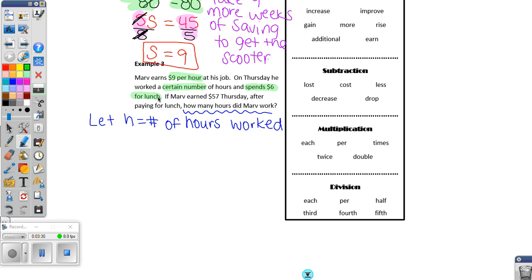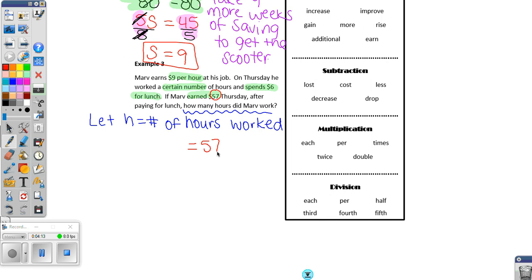And then it says Marv earned a total of $57 Thursday after he paid for lunch. So meaning $57 is what he kept at the end of the day, after he worked and after he'd already paid for his lunch. So that means that the lunch money was already taken out of that paycheck. So our total, I had mentioned in class, I always like to start with what's my end result, what's my outcome, what's my goal, what's my total. And it depends really on the context of the problem. But here, my total is 57 because that's the amount of money that Marv was able to take home at the end of the day. So my equation is going to be equal to 57.